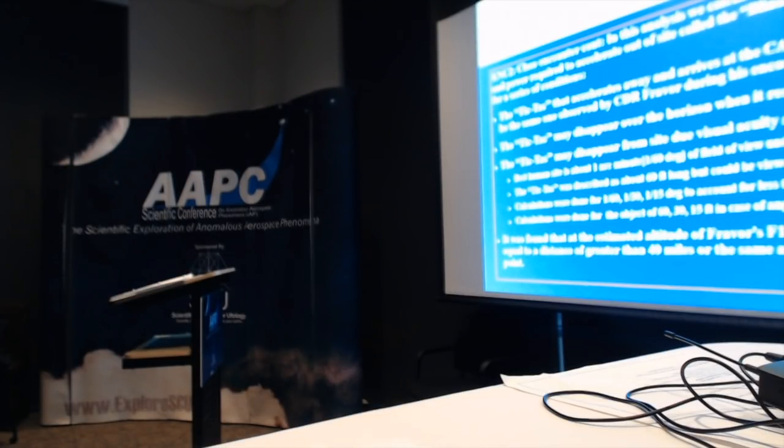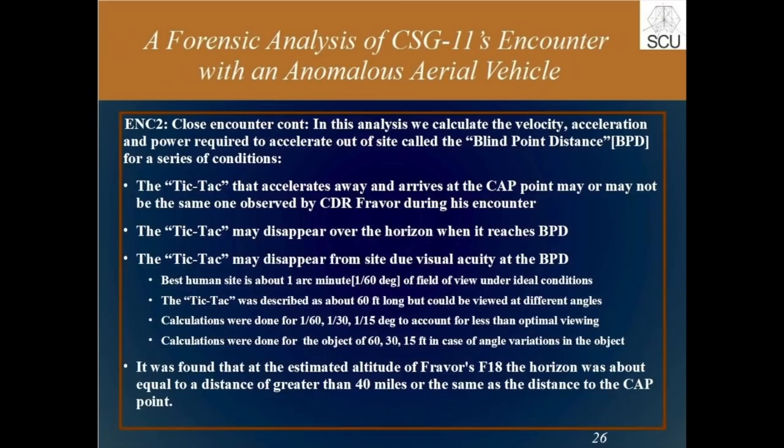So we talked about the second encounter here, and I define this in the report, as it accelerates away, as the blind point distance. As it goes away, there are two reasons why it might become invisible. One is it went over the horizon, which is stated in the video, and I'll show you that that's not right. The other one is visual acuity.